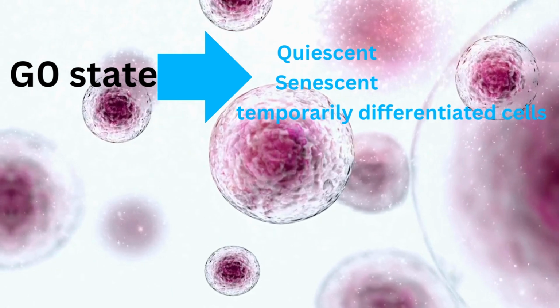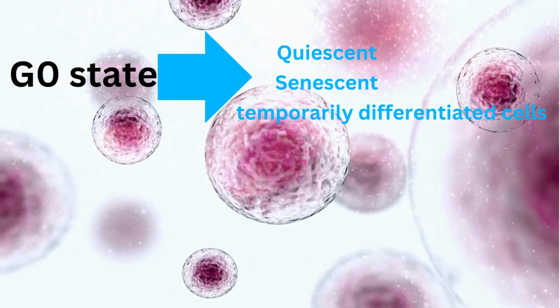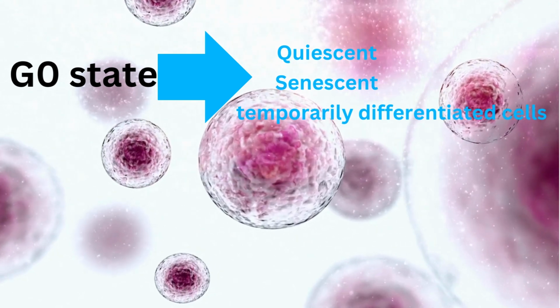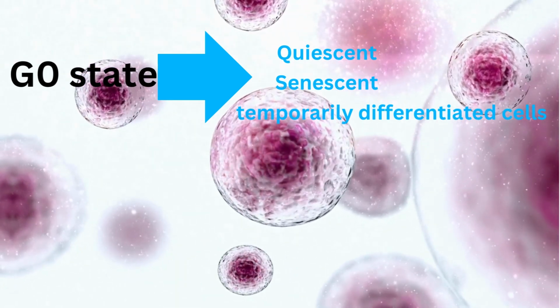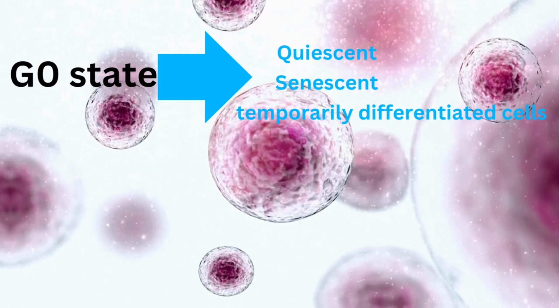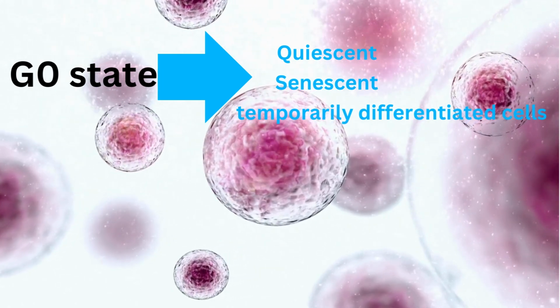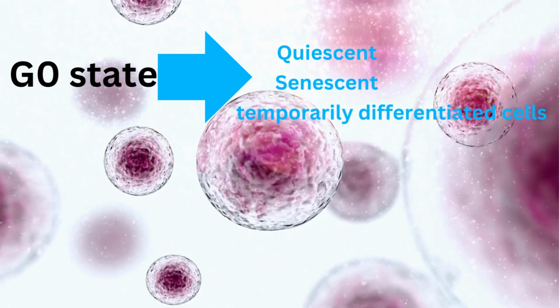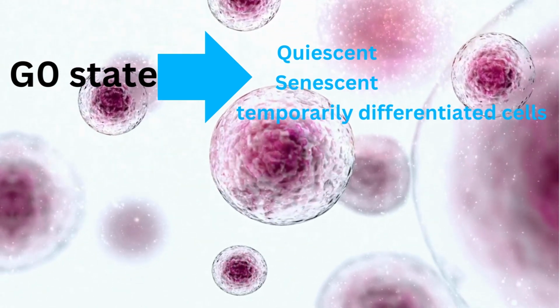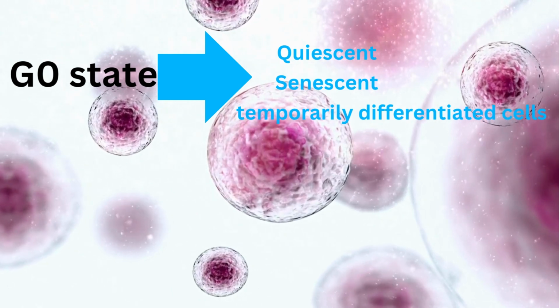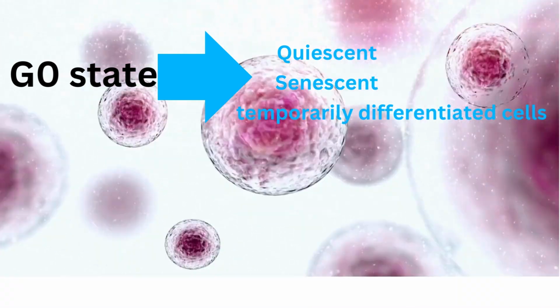Cells are able to enter reversible, quiescent, or irreversible, senescent, and terminally differentiated cells G0 state. Quiescent state cells remain metabolically active but no longer proliferate unless called on to do so. Senescent cells are dysfunctional cells that have ceased proliferation and are permanently withdrawn from cell cycle. Terminally differentiated cells have irreversibly lost their ability to proliferate.